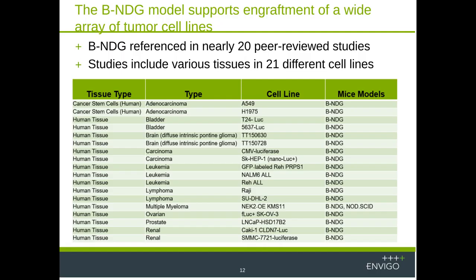It's been shown that the BNDG model supports engraftment of a wide array of tumor lines, and it has so far been referenced in nearly 20 peer-reviewed studies. These studies include cell lines derived from cancers of different tissues, for a total of 21 different cell lines. You can see in this table right here that these vary from blood cancers to epithelial cancers to brain cancers.